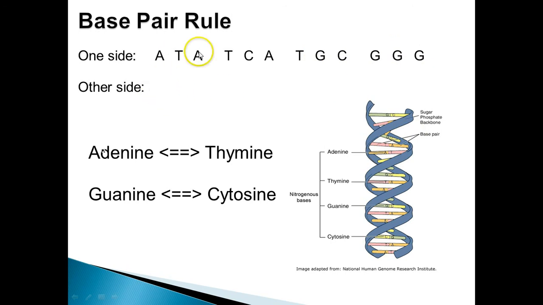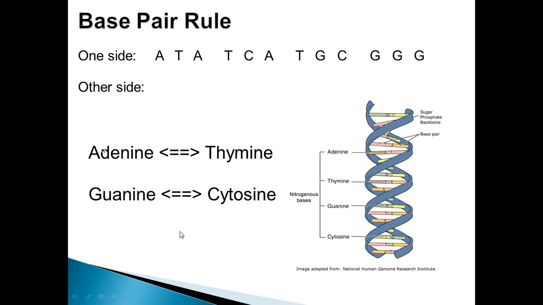A always bonds with T. T always bonds with A, with T, T, A. C always bonds with G, A with T, T with A, G with C, C with G, and then these would be 3 C's. In order to remember this rule, which it will be important for you to remember, I use a little mnemonic device. Mine is at my house. The car goes in the garage. So A bonds with T, and car goes with garage, C and G.